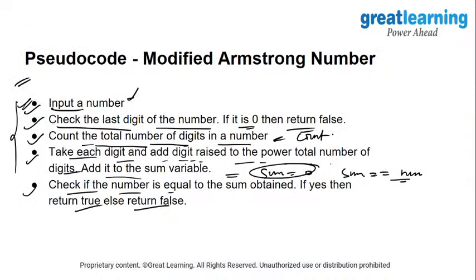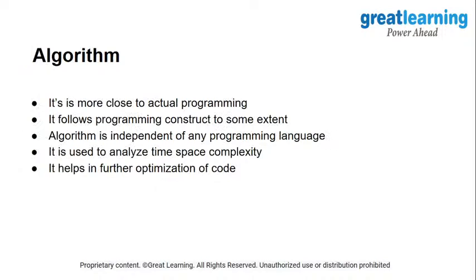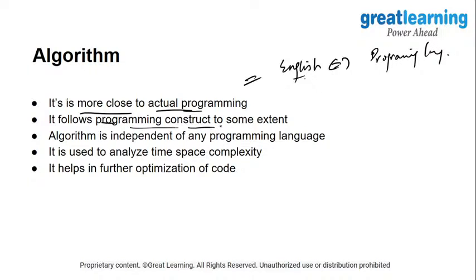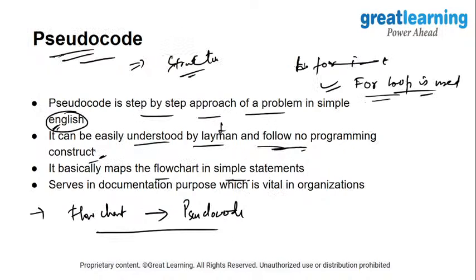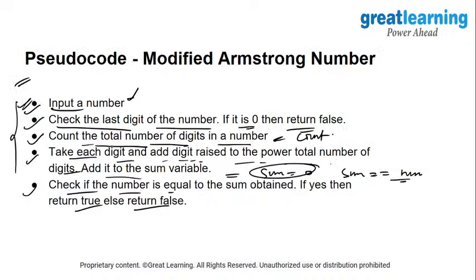Now this is a pseudocode. Now, how do we convert this pseudocode into an algorithm? It is closer to the actual programming language that we use. Let me show you the difference. The pseudocode is much more related to English, whereas this algorithm is much more relatable to programming language. It follows a programming construct to some extent, which was not the case in pseudocode. There was no programming construct; we were not using anything language specific, like a for loop.